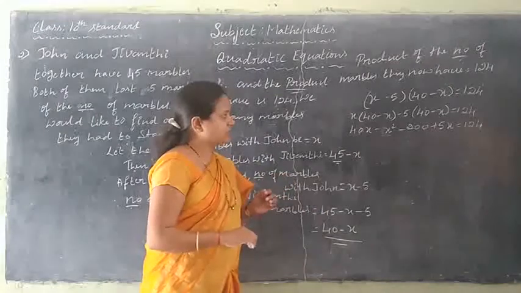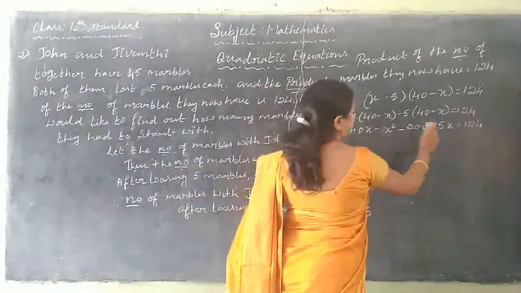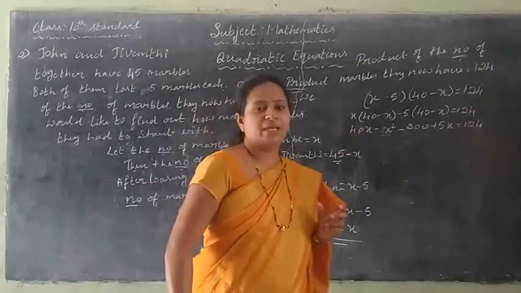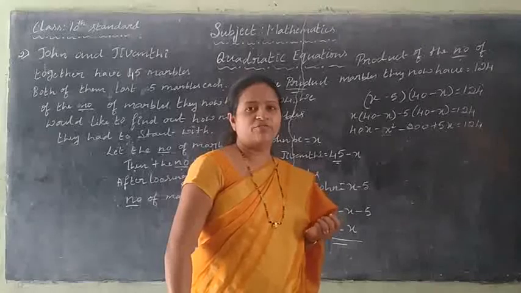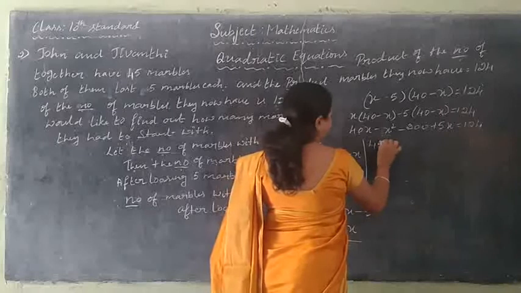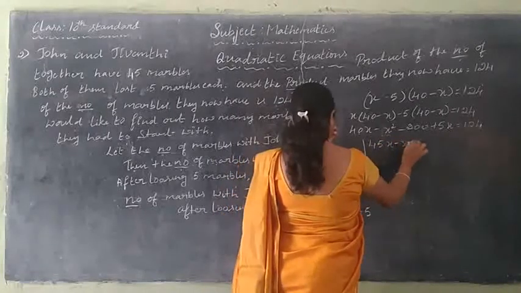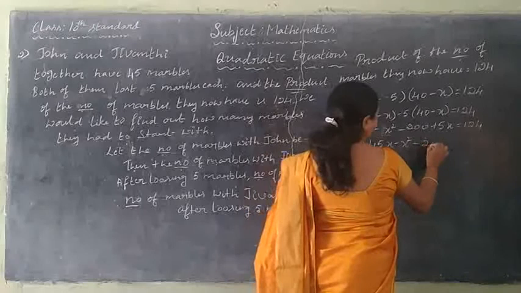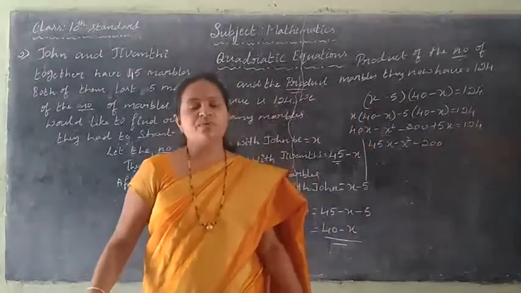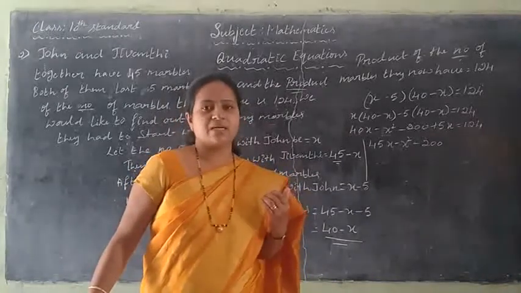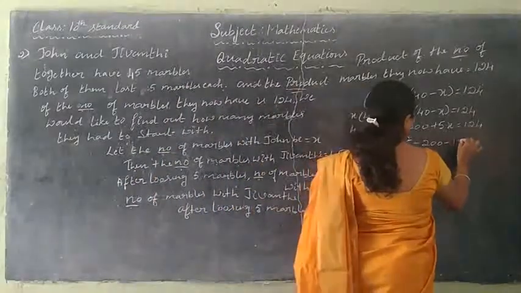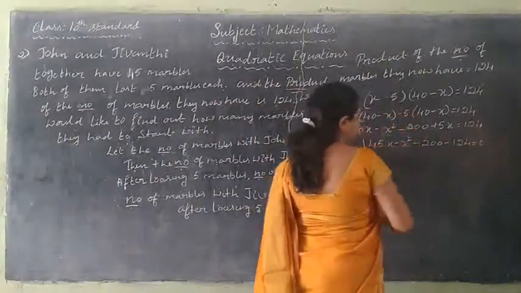Okay. Now see, 40x is there, children, and 5x is there. So what you have to do is add 40x and 5x. What do you get? 45x. Write down minus x square. Minus 200. Children, plus 124 is there, isn't it? So, transfer the plus 124 to the right hand side. When you transfer, the sign will change. Minus 124 is equal to 0.